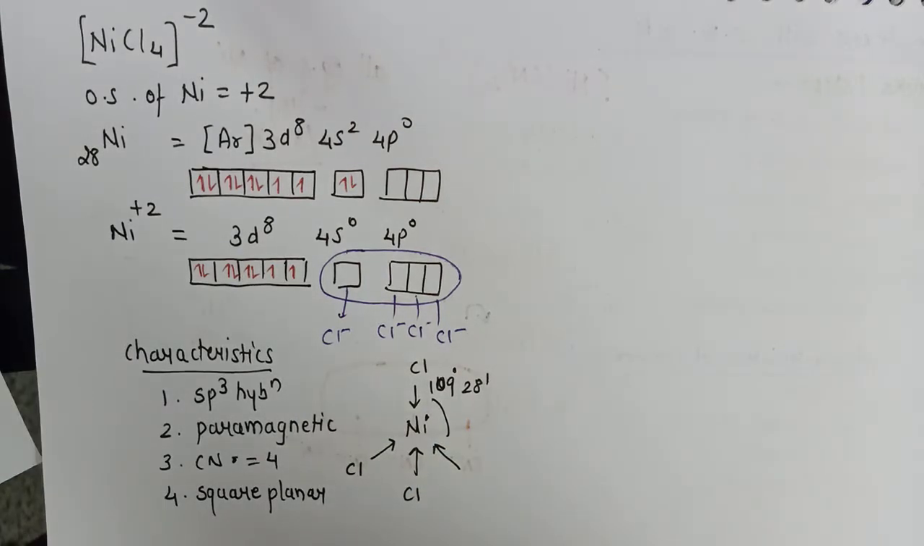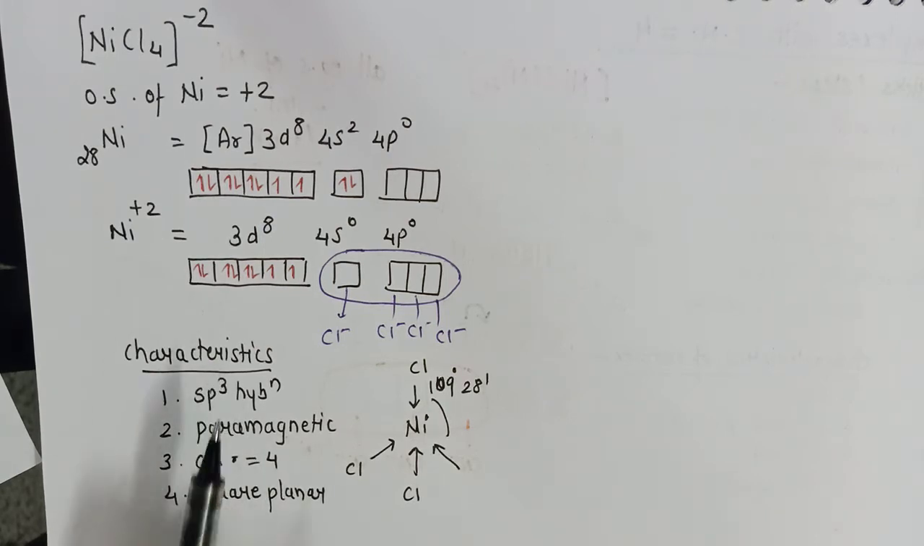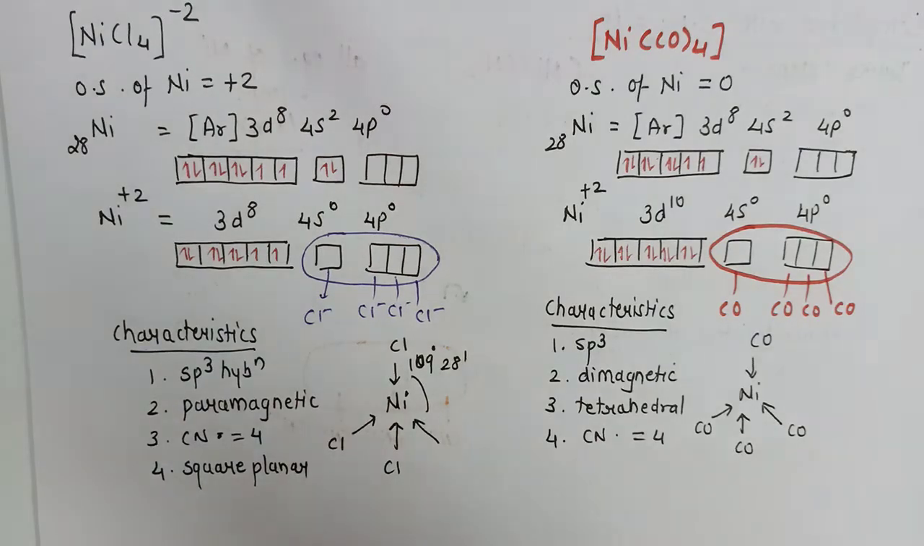So in the previous example, we saw the complex of nickel with cyanide, which was a strong field ligand, and therefore the hybridization and structure changed. In this example, chloride, which is a weak field ligand, the hybridization changes, magnetic nature changes, structure changes. We'll see one more example of nickel.